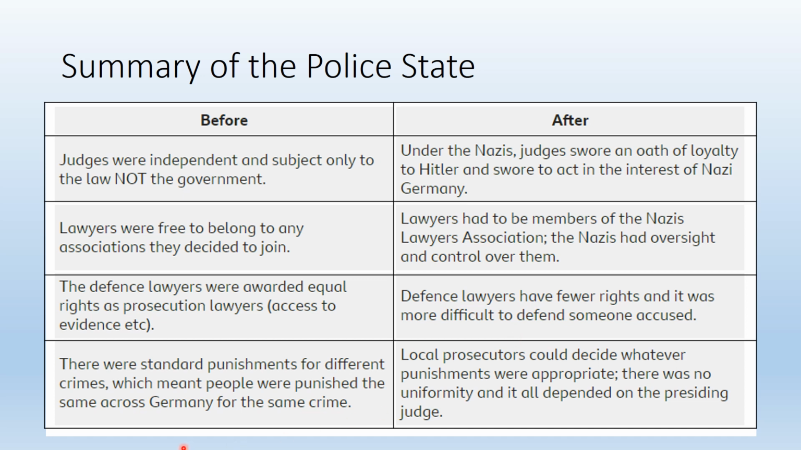And lastly, before the police state, there were standard punishments for different crimes, which meant people were punished the same across the entire country for the same crime. Afterwards, local prosecutors had a little bit more decision in terms of what kind of sentences could be handed out. So it wasn't as equal and uniform across all of Germany in terms of sentences being handed out for crimes.